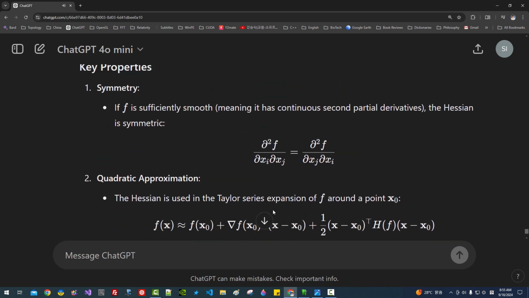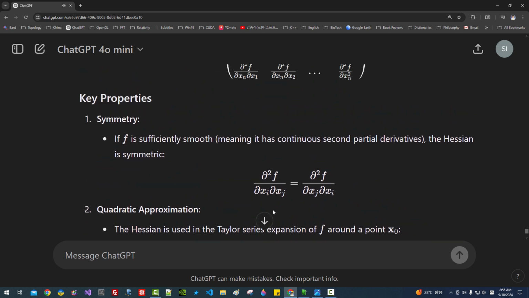Key properties. 1. Symmetry. If f is sufficiently smooth, meaning it has continuous second partial derivatives, the Hessian is symmetric. That is, the second partial of f with respect to xi and xj equals the second partial of f with respect to xj and xi.